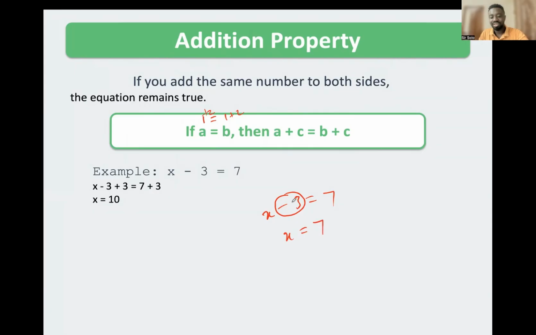Shift the -3 and it becomes +3. So you're going to have s equal to what? 10. Another form also: here s minus 3 equals 7.